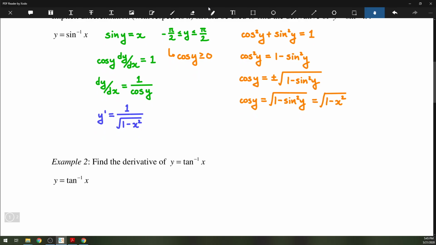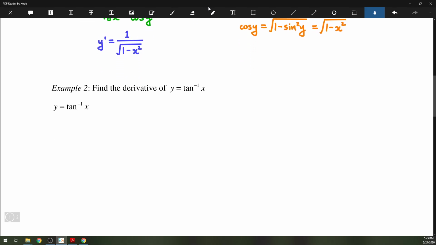So we can do the same thing with other inverse trigonometric functions as well, other than arc sine. We're just going to do one more. Here we have y equals arc tangent. Okay, it's going to do the same thing.